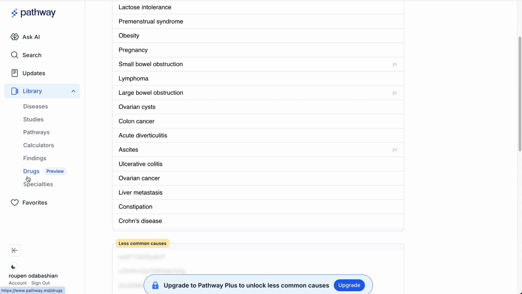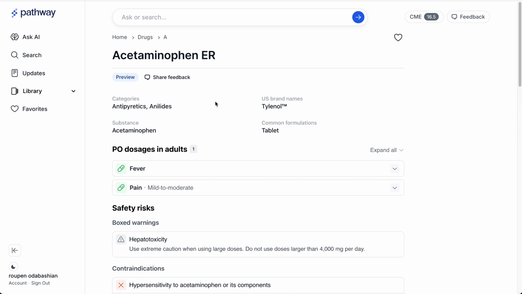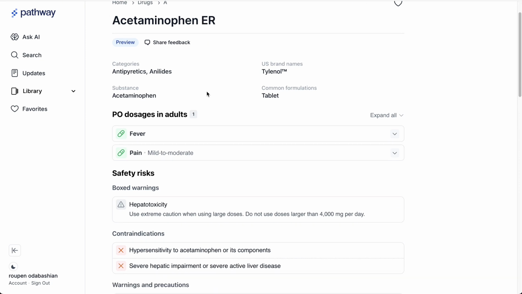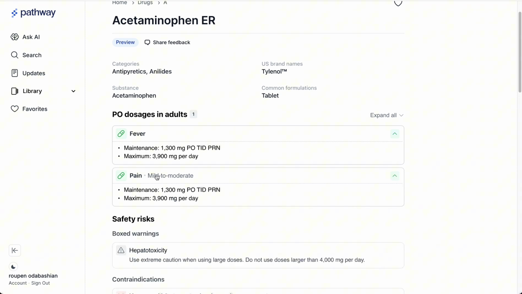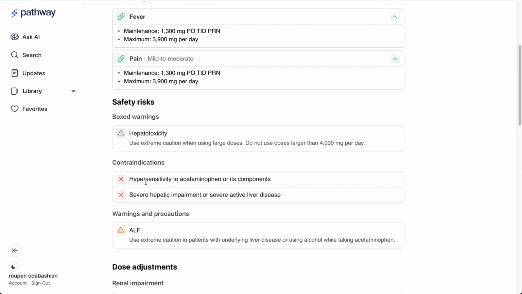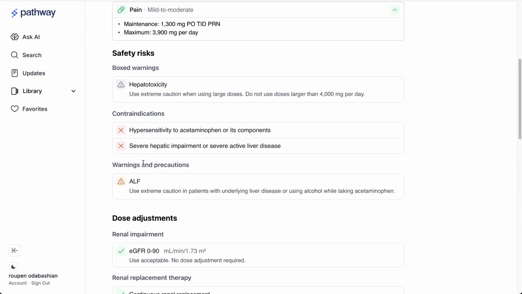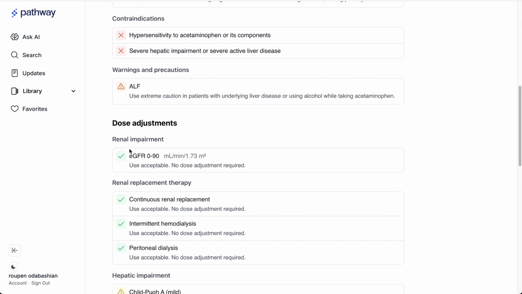Then you have the drugs subsection. For example, if you click on a drug, for example acetaminophen, which is like Tylenol or extended release Tylenol, it gives you the dosage in adults, and for example if you're going to use it for fever, what the dosage should be, and if you're going to use it for pain, what the dosage should be, if there are any safety risks, if there are any contraindications, and what to think of before prescribing this drug. How do you do dose adjustment for the drug?